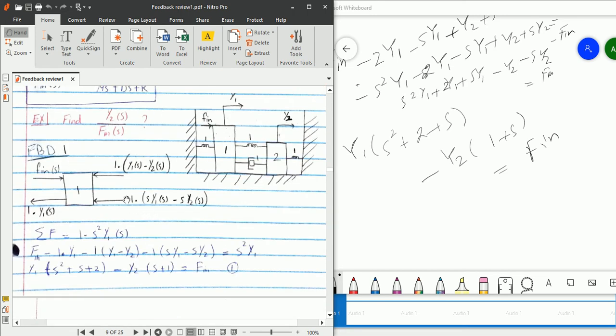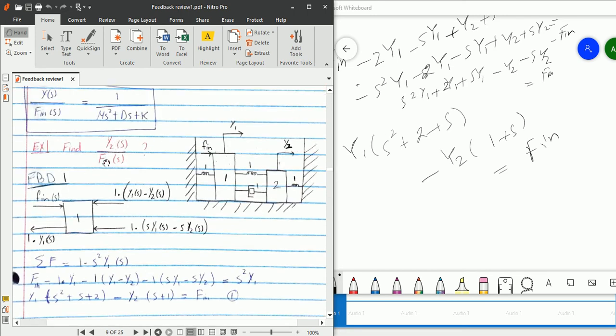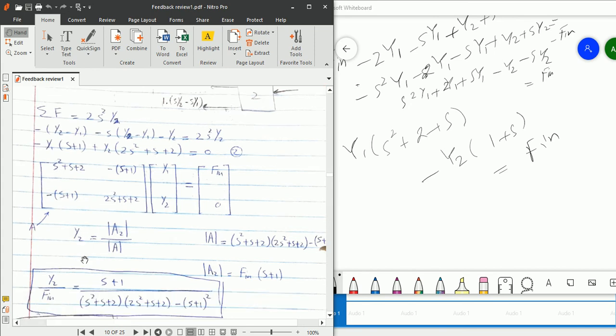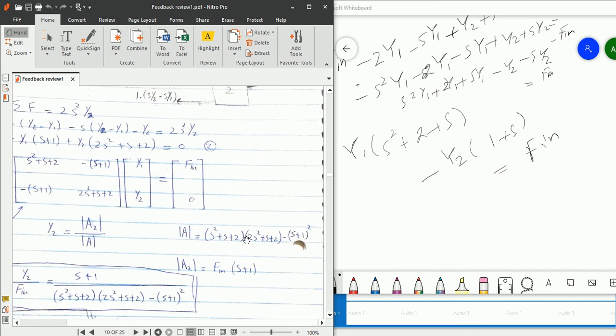Now what do you need? You need the transfer function y2 over f. So you need y2. Here where is y2? This is y2. So how will you get y2? Just make this column f1 and put it here and determine delta or a2, and then also determine the whole determinant and divide it, you get y2, like Cramer rule. Remember? This is how you make it. If you take its determinant, this multiplied by this and minus this multiplied by this, so if you solve you will get expression like this.